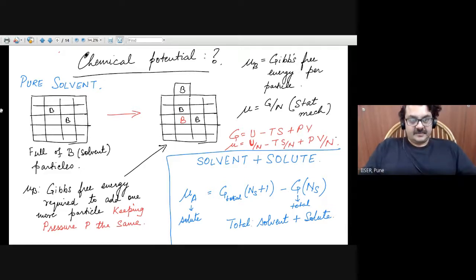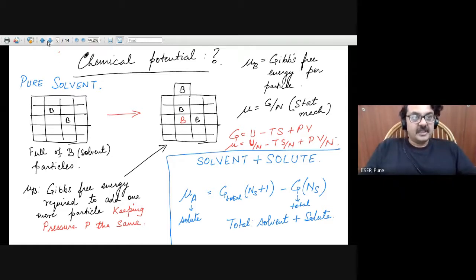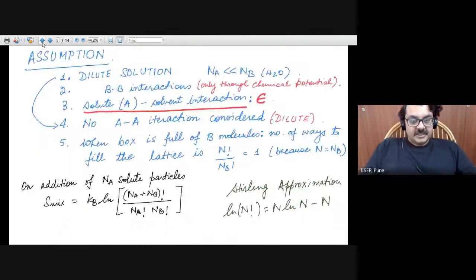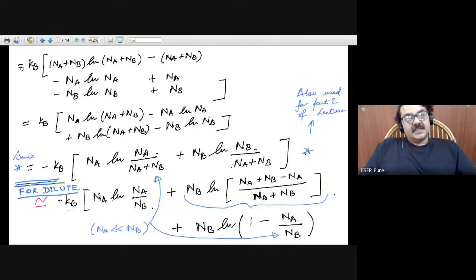So this is the Gibbs free energy. We are going to use this relation after this. This was just an interlude to give you a physical picture of what the chemical potential is. But now, going from here to calculating the entropy of mixing, we are now using the Stirling approximation.